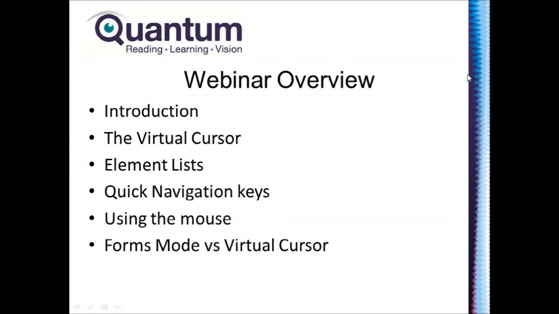He'll go through how you can bring up lists of elements and talk about what an element on a web page is. And he'll also talk about the quick navigation keys that are available to rapidly move around on a web page. He will also discuss what happens if you try and use the mouse with JAWS, and why that's not necessarily a good idea. And he'll also go through what forms mode is and the difference between this and the virtual cursor. So without further ado, I shall hand over to Danny.